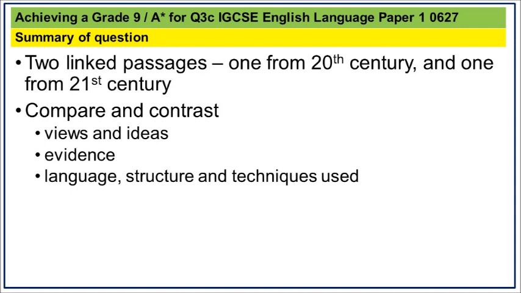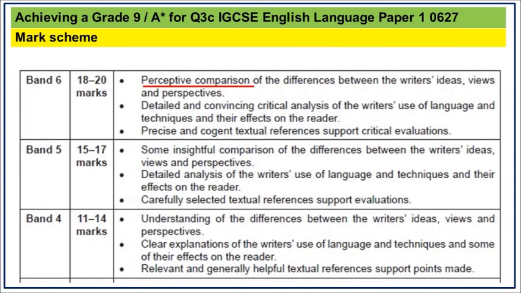You need to compare and contrast the views and ideas within the 2 texts, the evidence used to support these views and ideas, and the language, structure and techniques used by the writer and why they are effective. 20 marks is available for this question, and they are all reading marks. So theoretically, as long as the examiner can understand what you're saying, you should not get a lower mark for, say, spelling or punctuation errors. Here are the top 3 bands of the mark scheme.